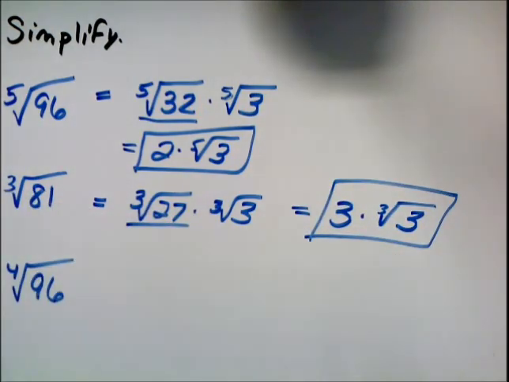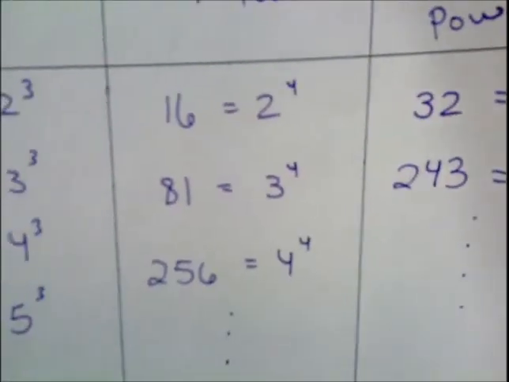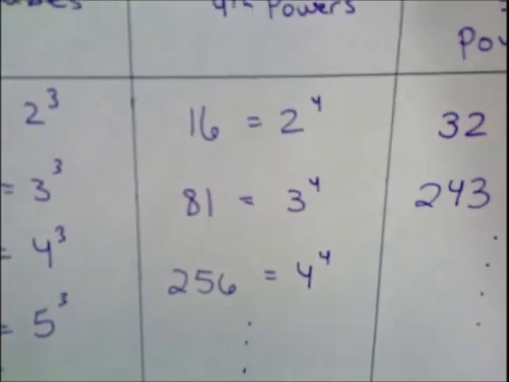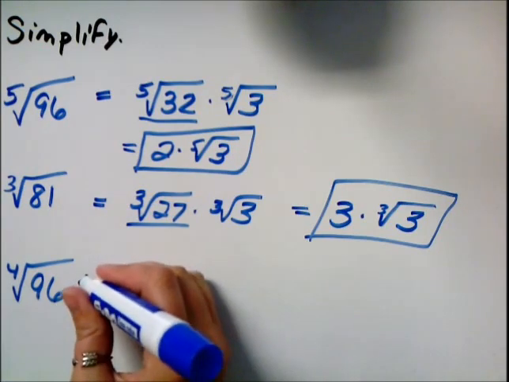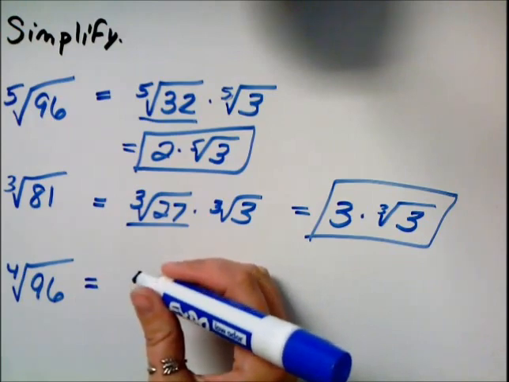All right, then last one, the fourth root of 96. I look at my fourth roots. I have 16, 81, 256. So 16 is really our only option here. Does 16 go into 96? The other ones are already too big to be a factor of 96. So 16 goes into 96.